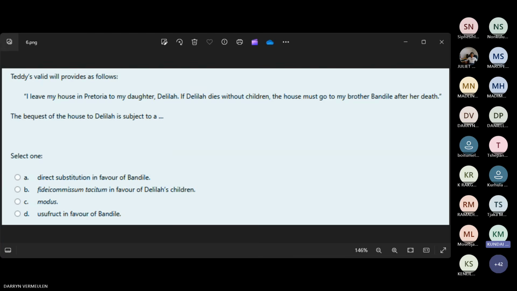Fideicommissum tacitum. Tacitum means silently, and this presumption will only apply, as in the example before us right now, if the bequest is to the testator's own child. I don't know if I'm making sense. Since Delilah is the testator's child, her kids would have to be next in line to inherit. That's the presumption. Thank you. I'm done.